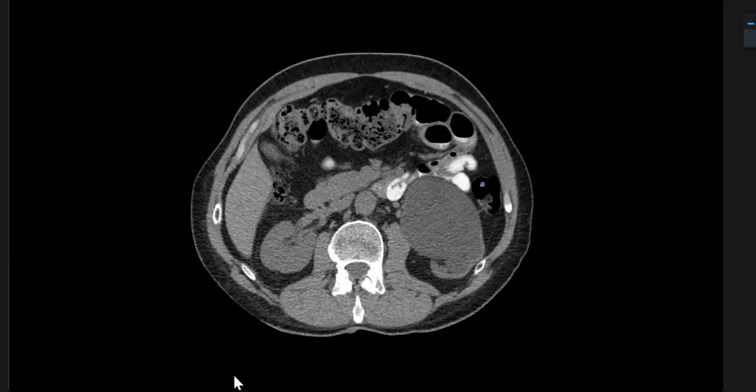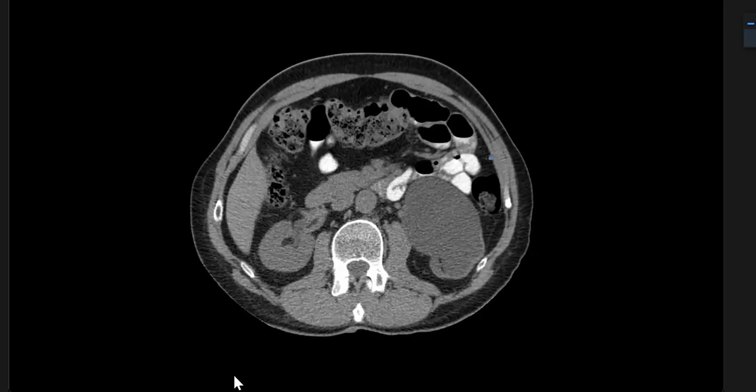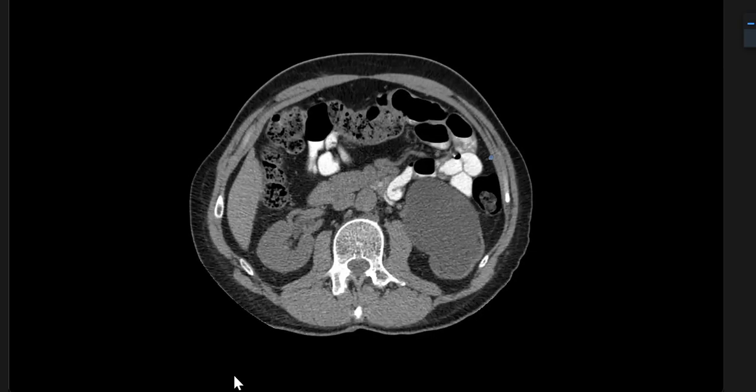Am I sharing the screen or not? I'm not sharing the screen, right? Can you see the screen? No. Okay. Can you see the screen now? Yes, now we can see. Okay.